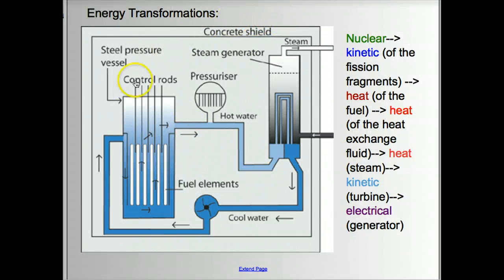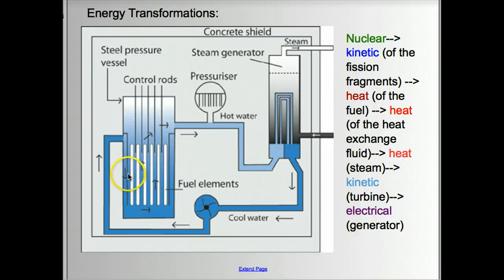So this schematic shows a nuclear reactor, and we can look at the energy transformations that occur. We've got the fuel elements, the fuel rods here, and these fuel rods generate a lot of heat. What happens is the fission fragments have kinetic energy, and they are rapidly stopped by the surrounding material, which causes the material to get very, very hot. So the fuel rods get hot.